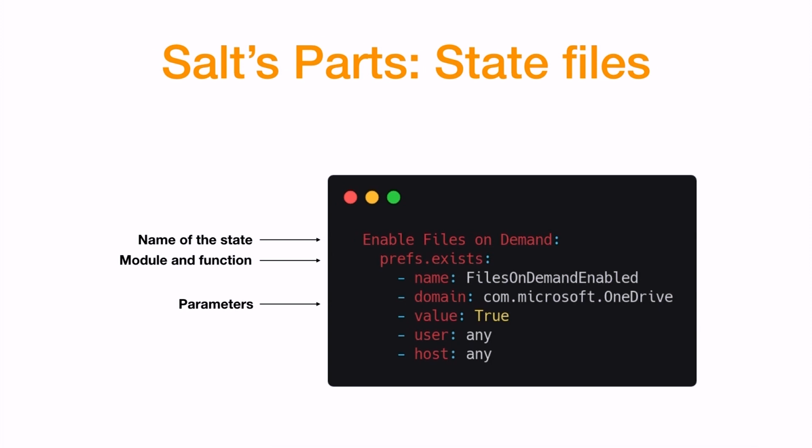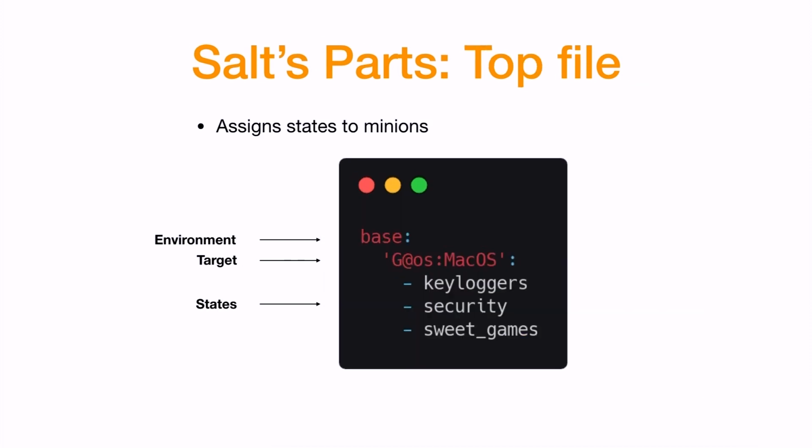Then the next thing that we have below that is the module and function. So just like any kind of Python method calls, we're going to use dot notation to find the module and then the function that we want to use. In this case, we're using the preferences module and saying we want this preference to exist. This is a state module, so we'll make sure that it always has these values. And the rest of it is pretty self-explanatory, all the parameters for setting a global level preference.